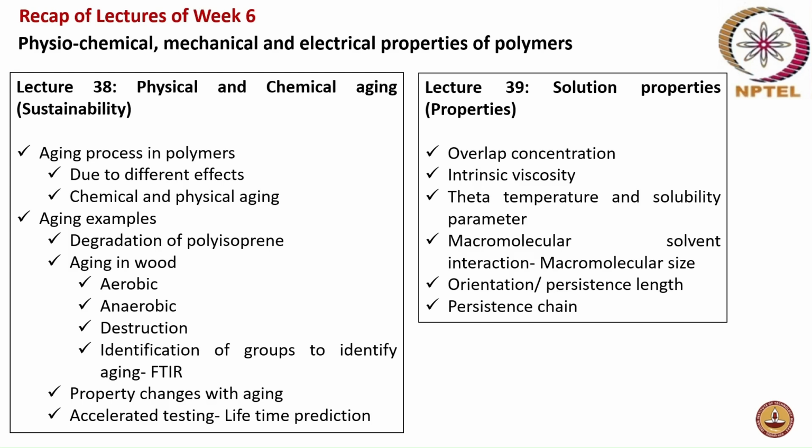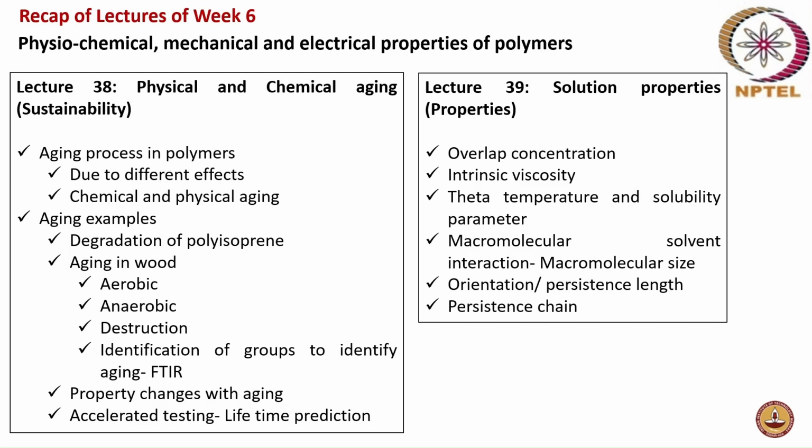The next was a discussion on theta temperature, where the polymer in the solvent behaves as an ideal chain. That temperature is the theta temperature, and it varies from polymer to polymer, and also from polymer-solvent combination. For example, for a particular polymer, if there are three different solvents, each solvent will have a different theta temperature as well. And then the solubility parameter was also discussed.